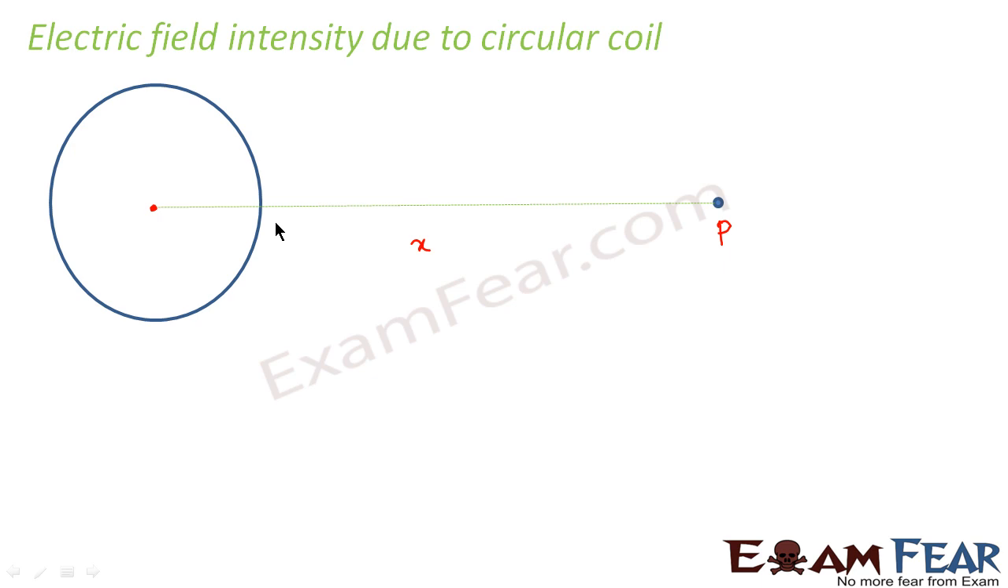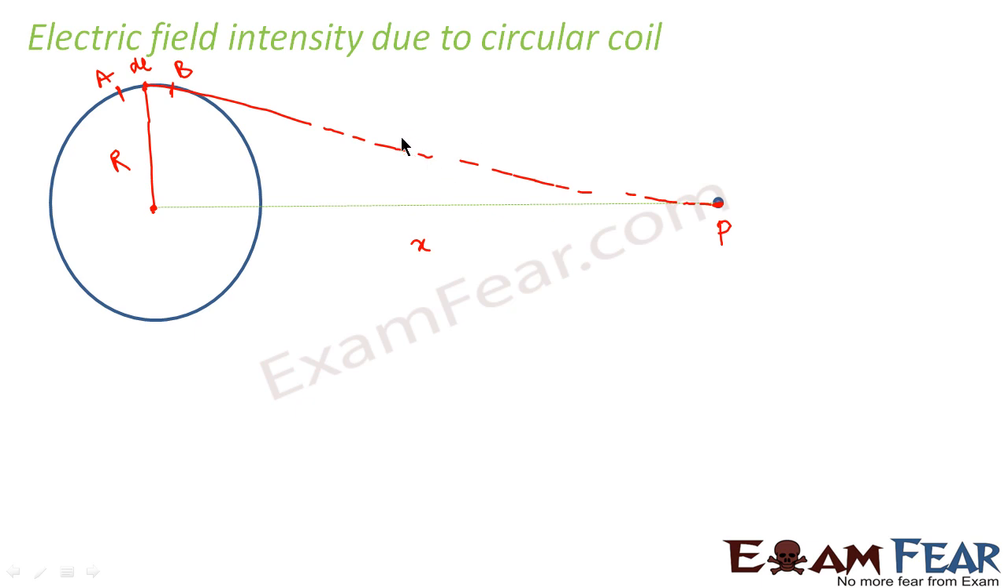So here also, we say that the radius of the coil is capital R. We take a small element, say AB. The length of this element is dL. Now since it is a very small element which we have taken, and R is the radius, let us suppose that the distance of this element from the point P is given by this.